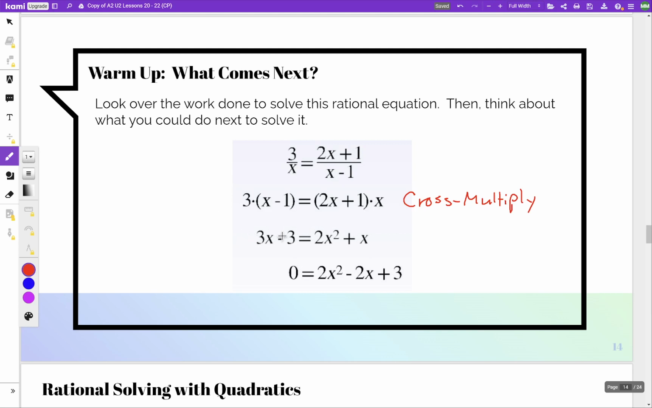What happens here? Distribution. Looks good there. Oh, but now we have an interesting thing happen. We have an x squared term because we did 2x times x, and that gets me 2x squared. Huh, what do I do with this? Well, the problem now is we can't just collect the terms, divide, and solve, right? Because we have an x squared term, we now have a quadratic.